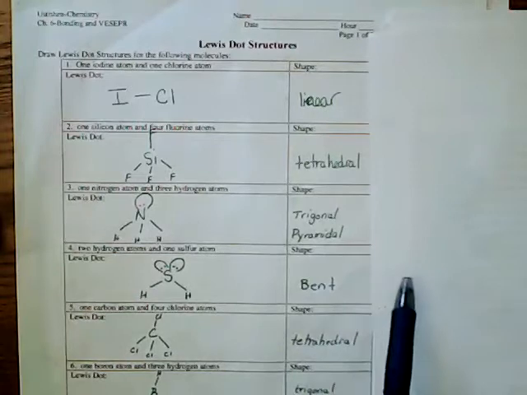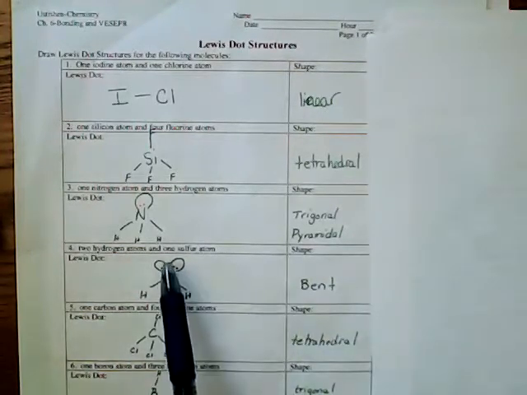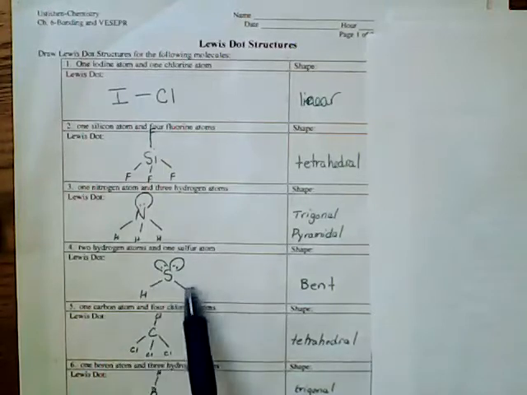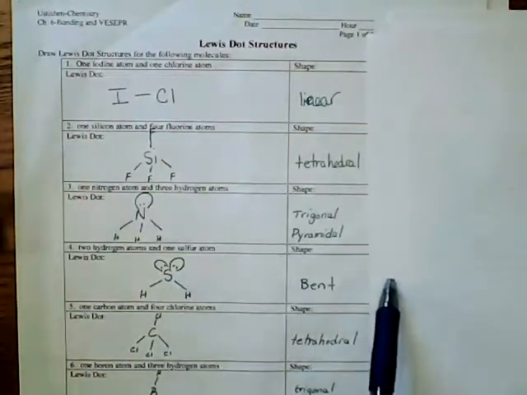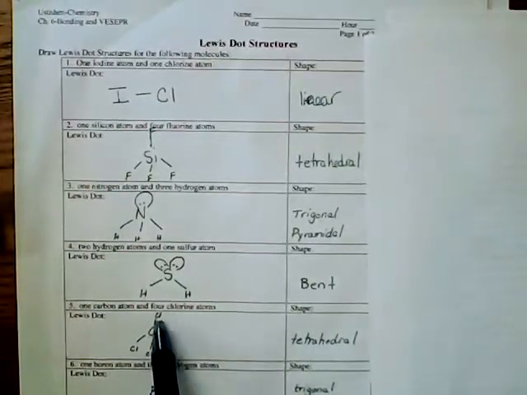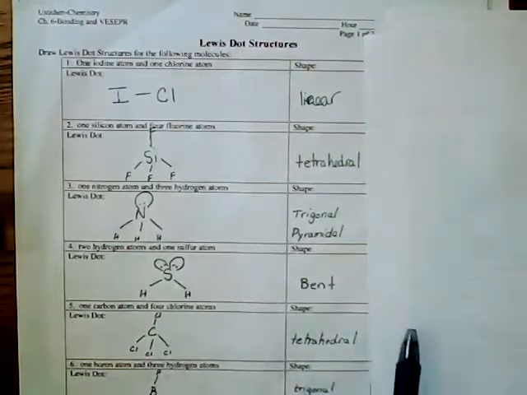Bent, that shape is also going to be polar. Why? Because you have 2 lone pairs and 2 hydrogens. All 4 attachments would have to be the same to be nonpolar. So this is polar. Number 5, chlorine, chlorine, chlorine, chlorine. This is symmetrical. All the attachments are the same. Therefore, this is nonpolar. Okay?